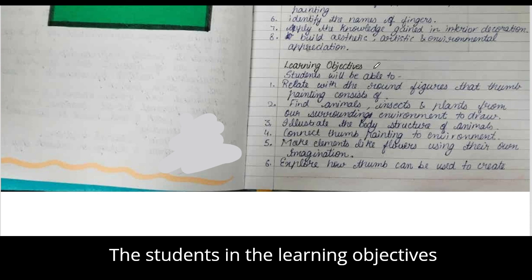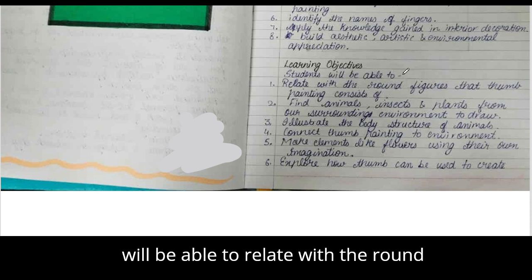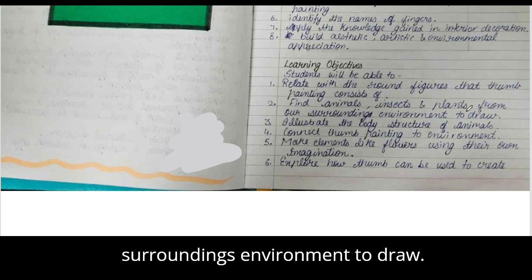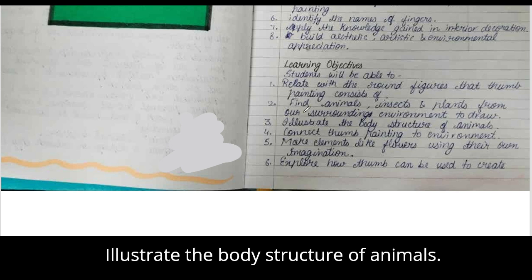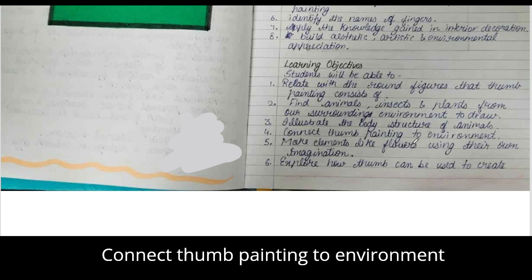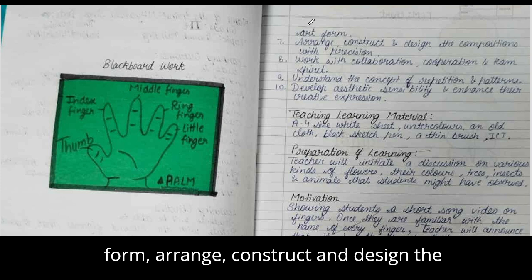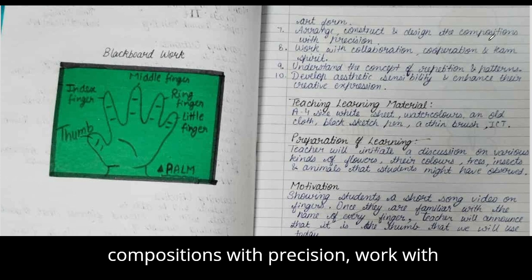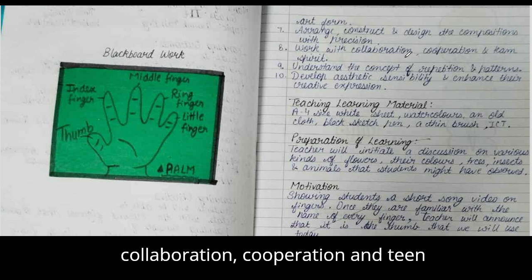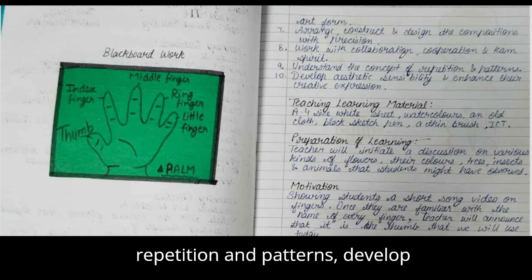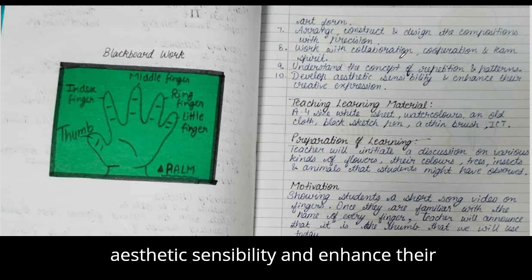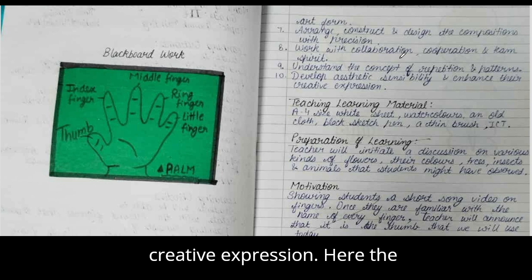Next, learning objectives. The students will be able to relate with the round figures that thumb painting consists of, find animals, insects, and plants from our surrounding environment to draw, illustrate the body structure of animals, connect thumb painting to environment, make elements like flowers using their own imagination, explore how thumb can be used to create art form, arrange, construct, and design the compositions with precision, work with collaboration, cooperation, and team spirit, understand the concept of repetition and patterns, develop aesthetic sensibility, and enhance their creative expression.